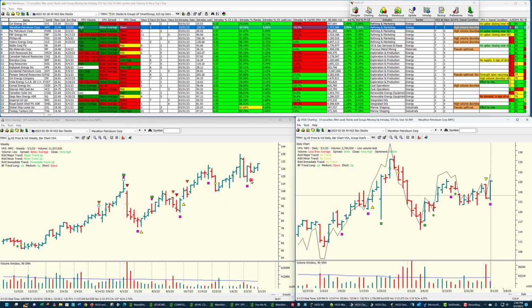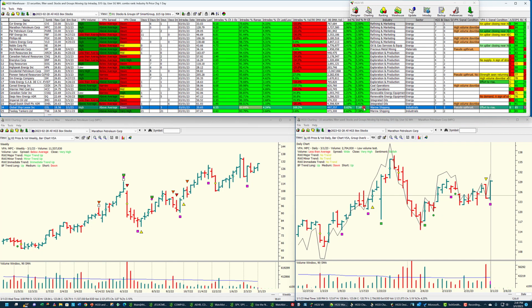So this is a little choppy, but looking at the weekly chart, it's much nicer. Low, higher low, higher low, higher low, and higher highs. I don't particularly like this because of the congestion, but I'm just pointing out that it's coming up in this group because it is in the smart group and it's also in box stocks. So if you want to concentrate on box stocks, that's the way to do it.